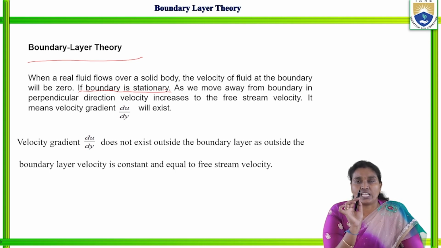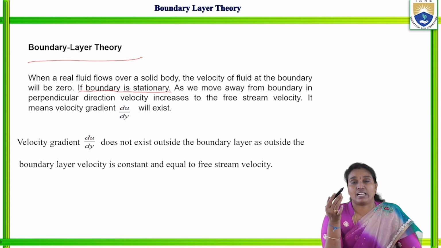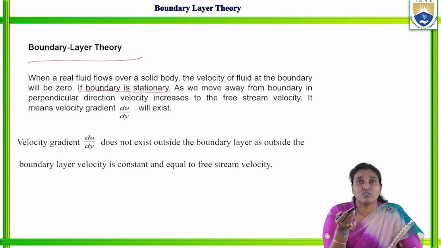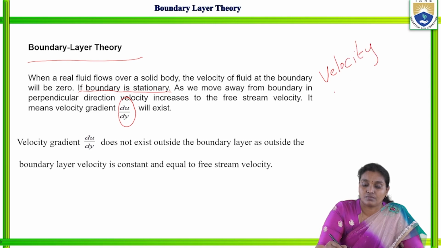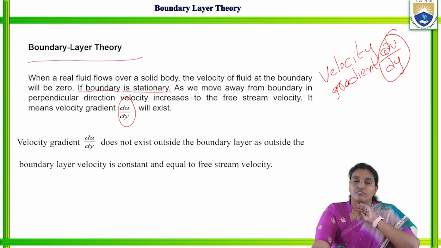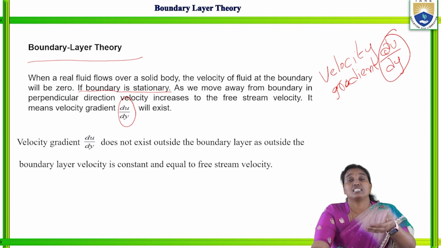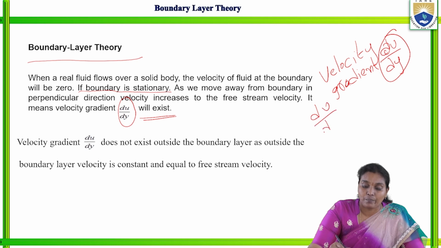As we move away from the boundary in the perpendicular direction, the velocity increases to the free stream velocity. It means the velocity gradient dou u by dou y will exist. Whenever we move away from the boundary in the perpendicular direction, velocity increases to the free stream velocity, so the velocity gradient du by dy will exist.